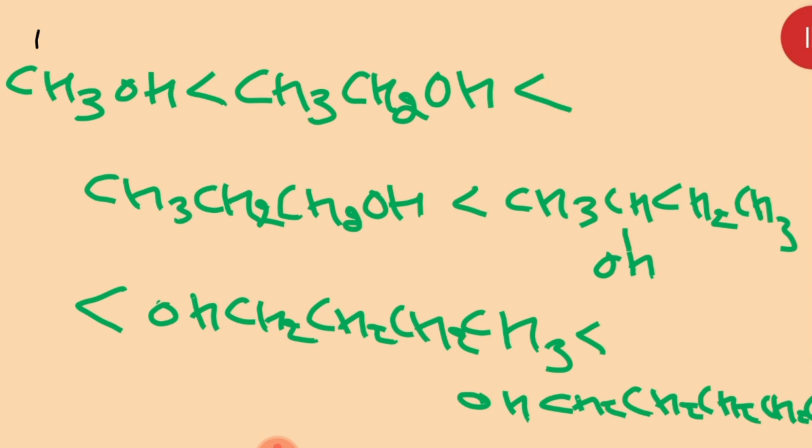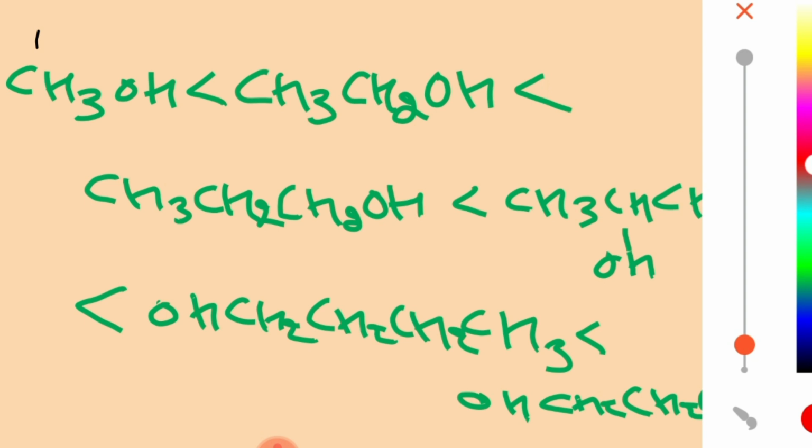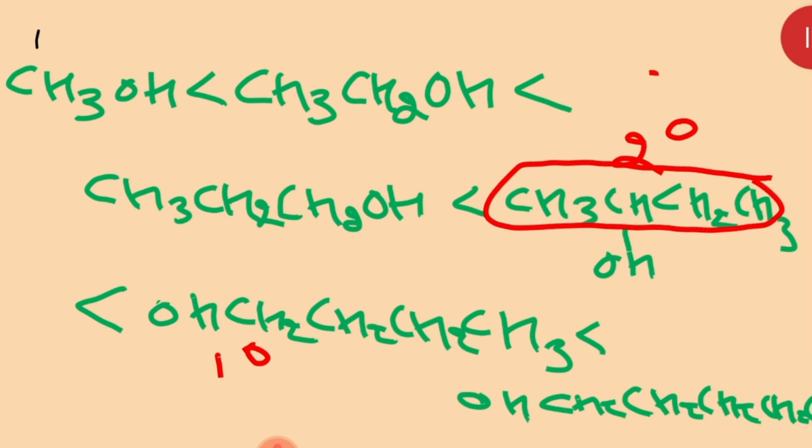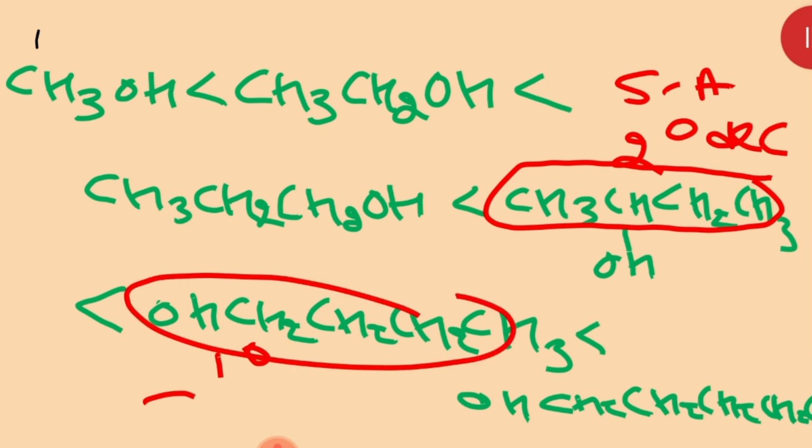Is that clear? Are you getting my point? As I told you, these are secondary alcohols and this is a primary alcohol, and here surface area decreases, but here surface area is more. That is why it has a higher boiling point, and this one has the highest, because of the maximum number of carbons. Understood my point, all of you? Now we are moving towards part B.